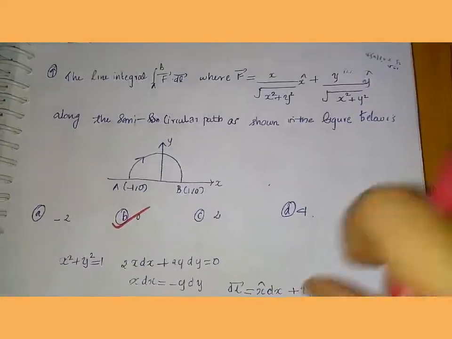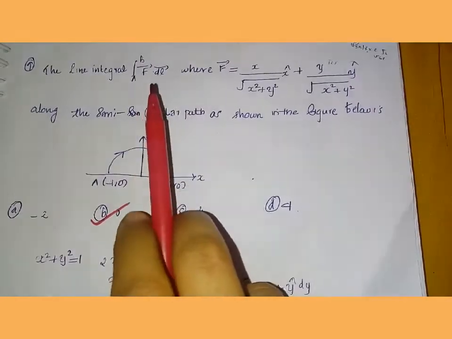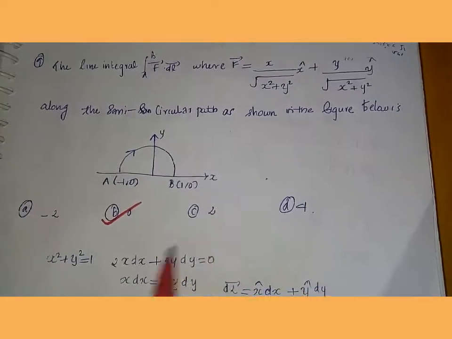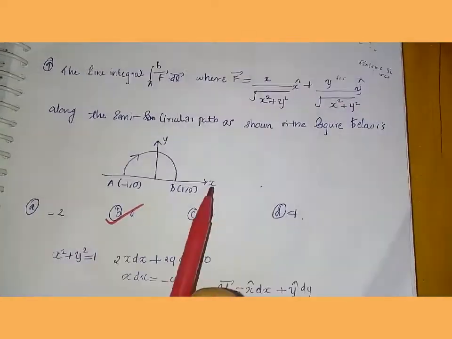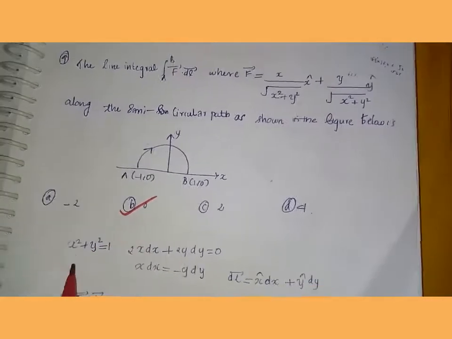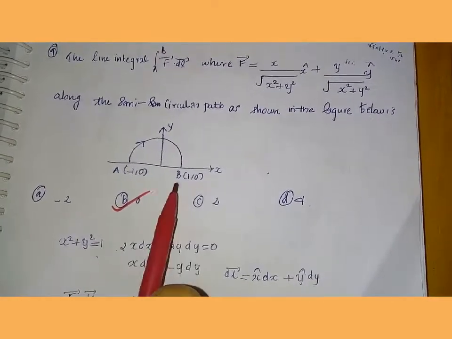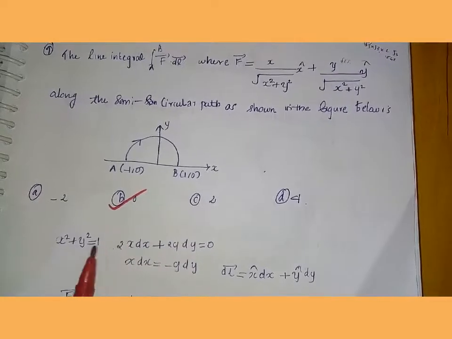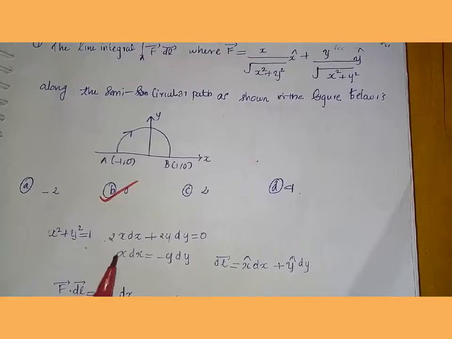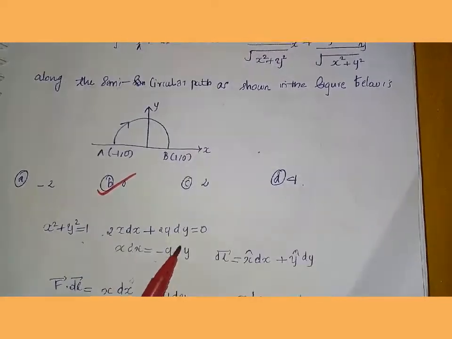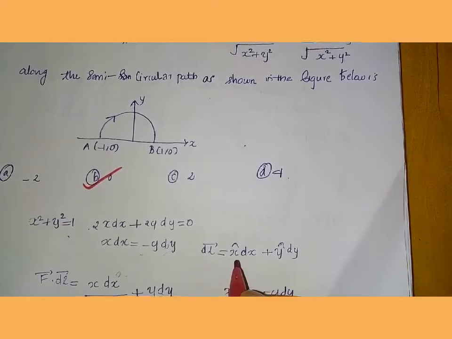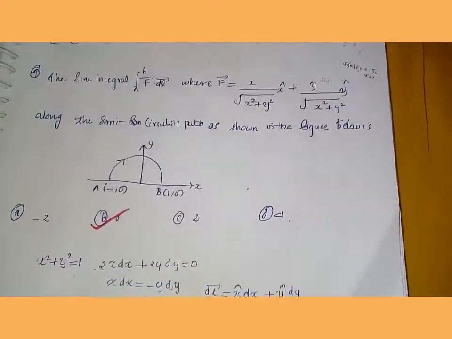Okay, here in this 8th problem we have to find the line integral. Here the F is given along the semicircular path. So here we know the circle equation, that is x² + y² = 1, because the radius is 1. So we have to differentiate this equation. We get from this x dx = −y dy. Here we know that dl = x dx + y dy.